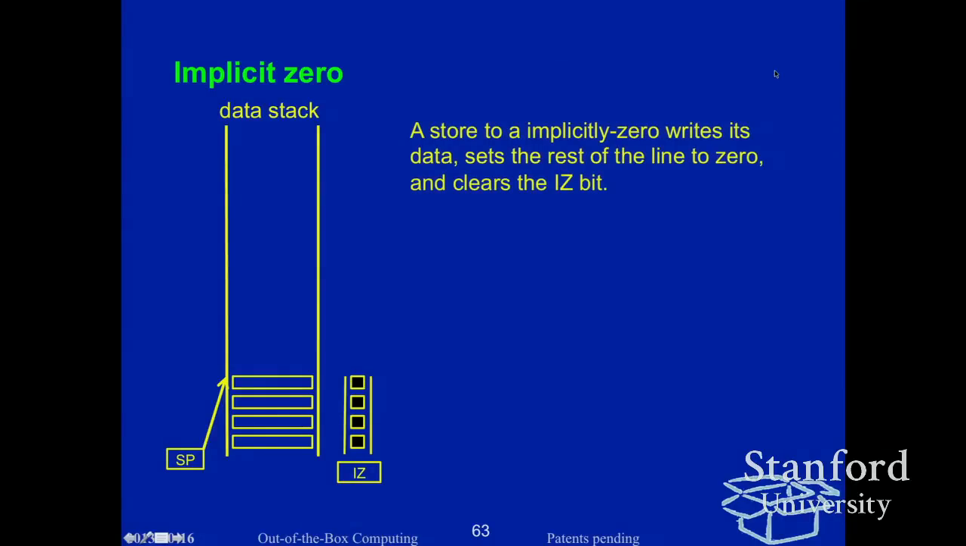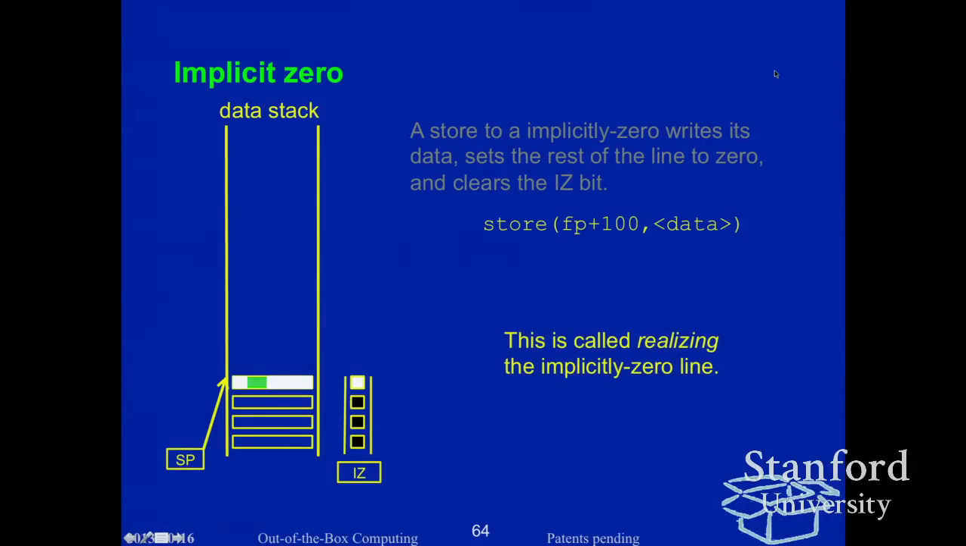If you do a store to an implicit 0, there's a store request. It writes the data. Sets all of the bytes of the rest of that line, remember it's a new line, to 0, and sets the bit. Subsequent loads will look at the bit and say, oh, this line has been realized, and we'll actually go and look at the cache hierarchy for the line.